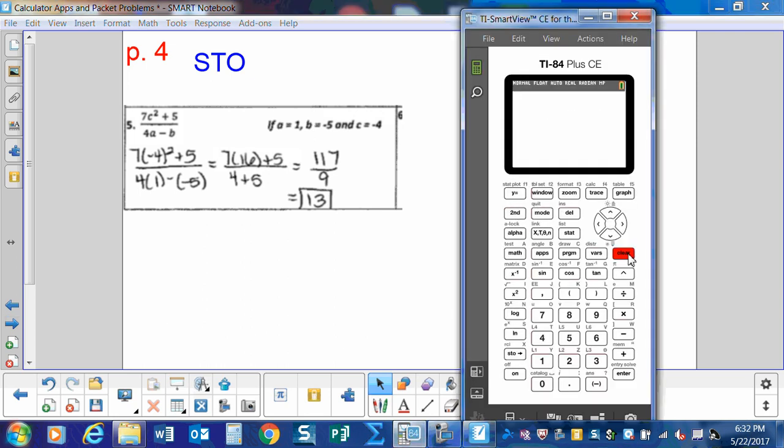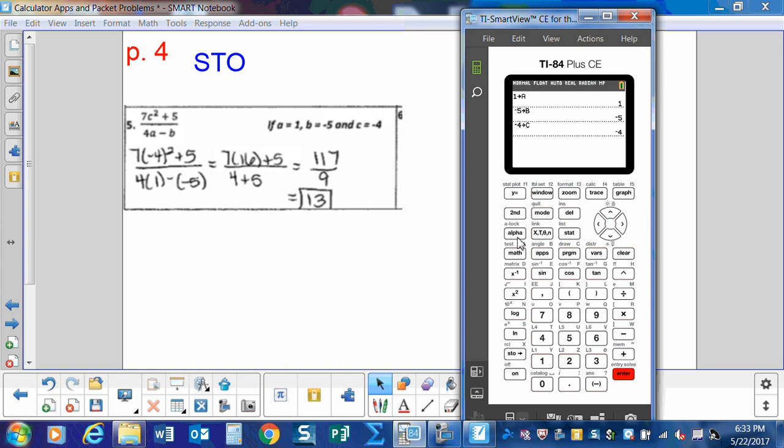So let's store the values. We're going to store 1. Store is the bottom left key, so type 1, store, and then the letter. So 1 stores as A, -5 stores as B, and -4 stores as C. So now we've stored our values.